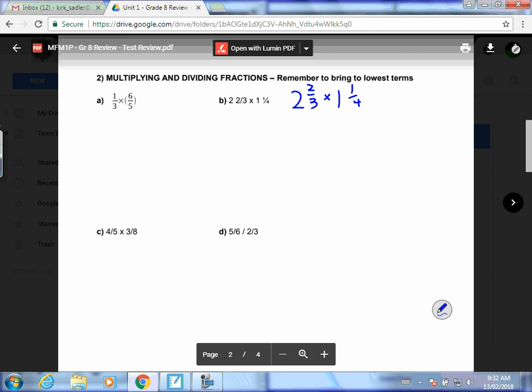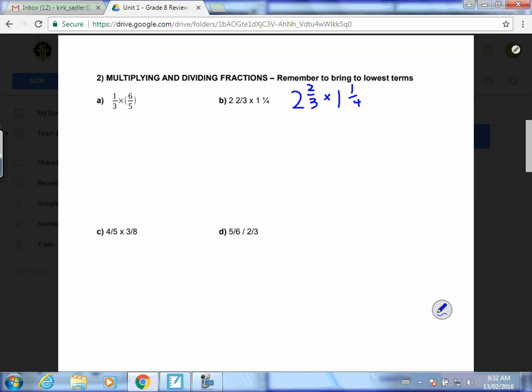It's your turn to shine. We're doing letter B: 2 2/3 times 1 1/4. So what's the first step we do for that, please? Not 2 times 2, 2 times 3. So 2 times 3, and then you add 2 at the end. Okay? So that's going to be 8 over 3. Right, so 2 times 3 is 6, plus 2 is 8.